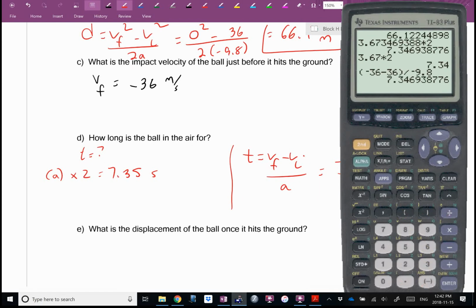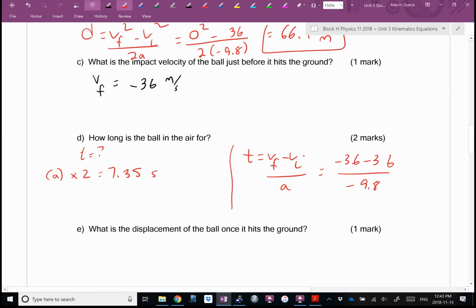And that gives me the time value to as many sig figs as I need. You can see a repetition of this one up here. Bang on. So 7.35, or 7.3 seconds. How many of you did it this way? Doubling the time? How many of you actually calculated it this way?